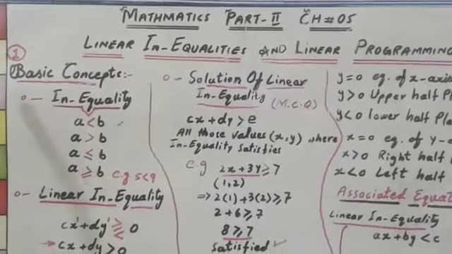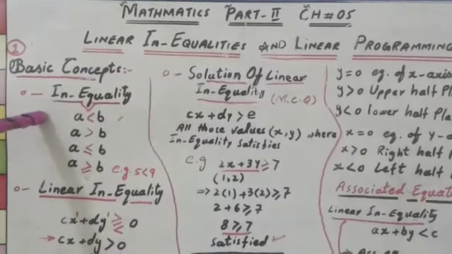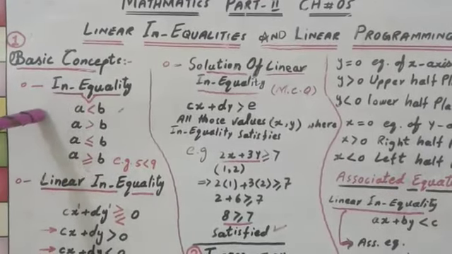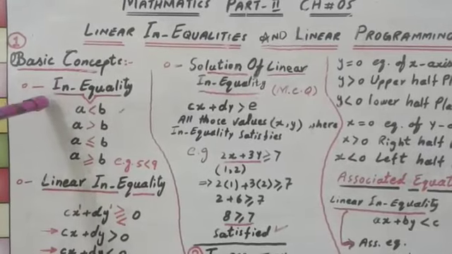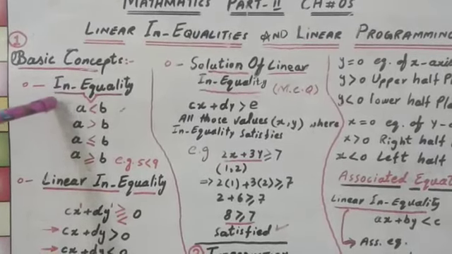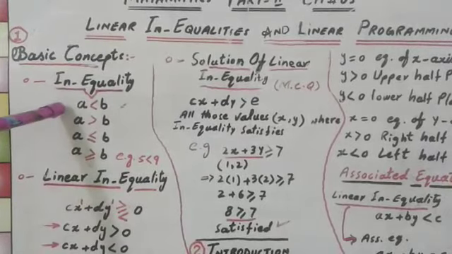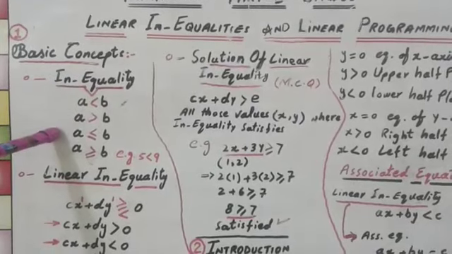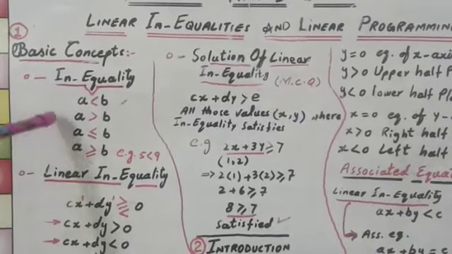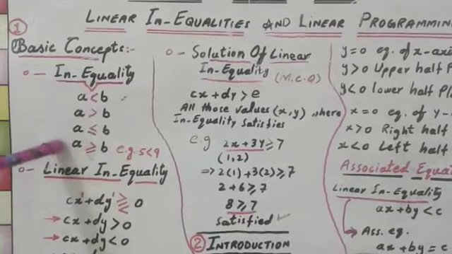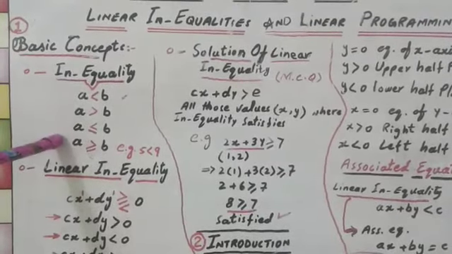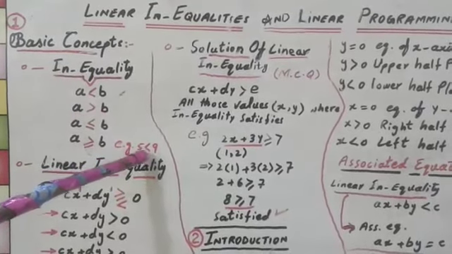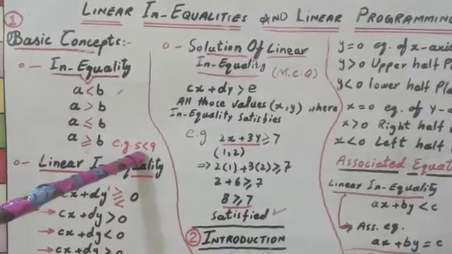First concept is inequality. As students, you know about equality expressions are those expressions in which an equality sign exists. But in inequality expressions, there exists one sign out of these four: less than, greater than, less than or equals, greater than or equals. In any expression, if any one sign out of these four exists, such expressions are known as inequality expressions. For example, 5 is less than 9. This is also an inequality expression.